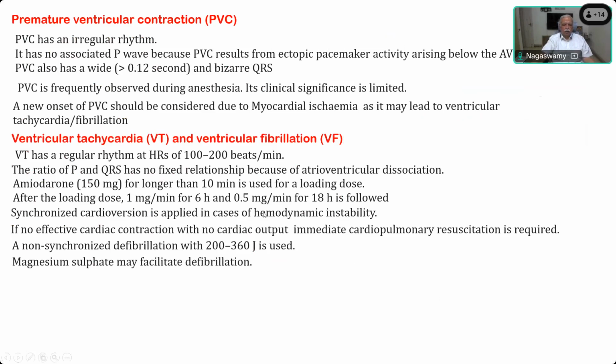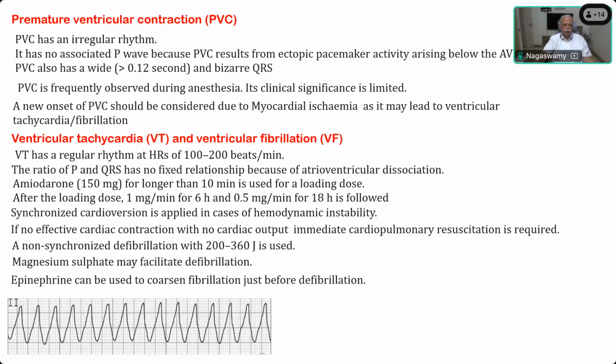So for all arrhythmias, first you have to see whether the patient is hemodynamically stable or not. I'll show you a flow chart of how to go about that. And you have to use this much strength, 200 to 350 joules. And magnesium sulfate may be helpful. Epinephrine may sometimes, if you are going to do the correction for fibrillation, convert the fine fibrillation into coarse fibrillation, which will make it easy.